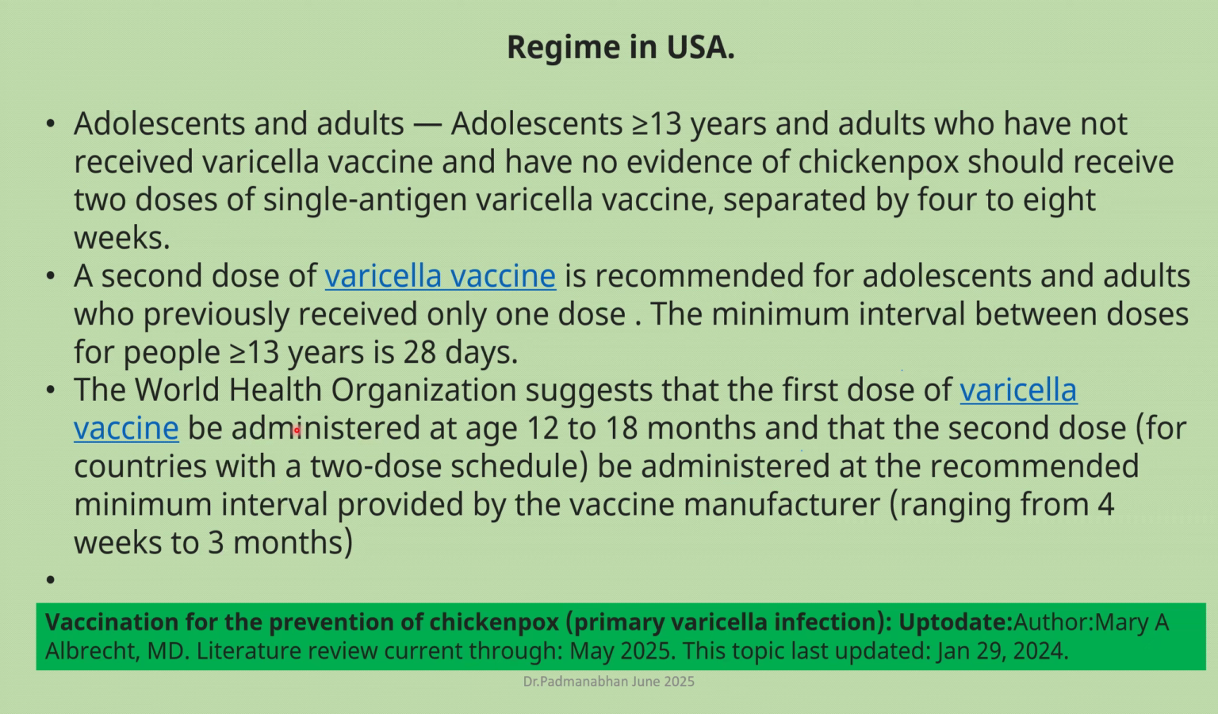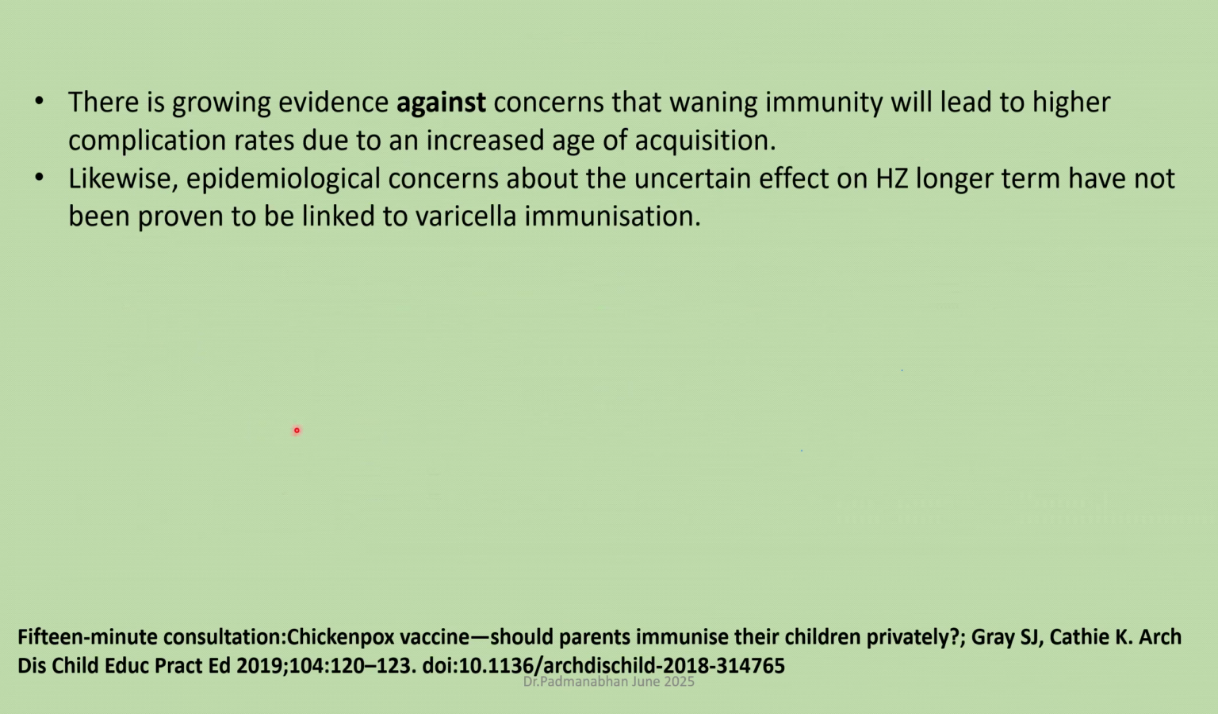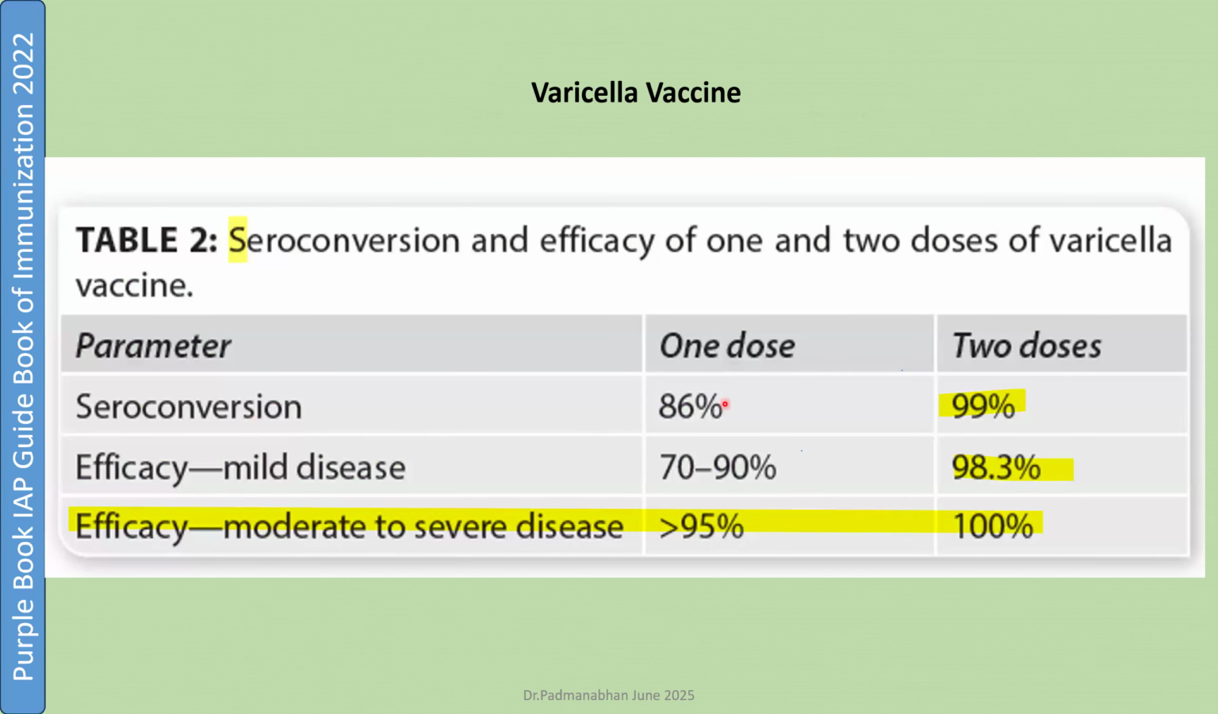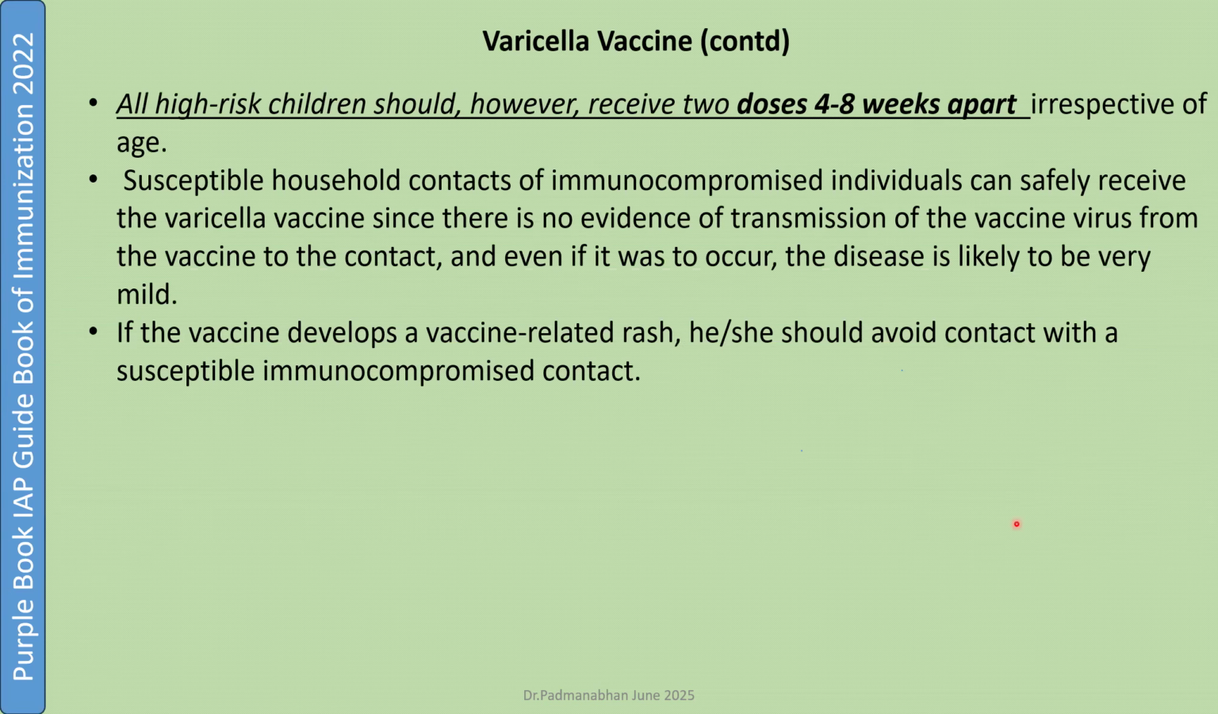Your daughter is now 3.5 years. Give the first dose, give the second. Actually, sir, I had given 1 dose. My sister had varicella, so we all had taken 1 dose only, sir. Single dose. Yeah, we have seen that before. Seroconversion is 86% with 1 dose and 99% with 2 doses, and efficacy in mild disease is 70 to 90 with 1 dose, 98.3 with 2 doses. For moderate to severe disease, 1 dose is only 95%, while 2 doses give 100%. Therefore, you give the second dose also. Why do you want to wait? Yes, sir. Okay.